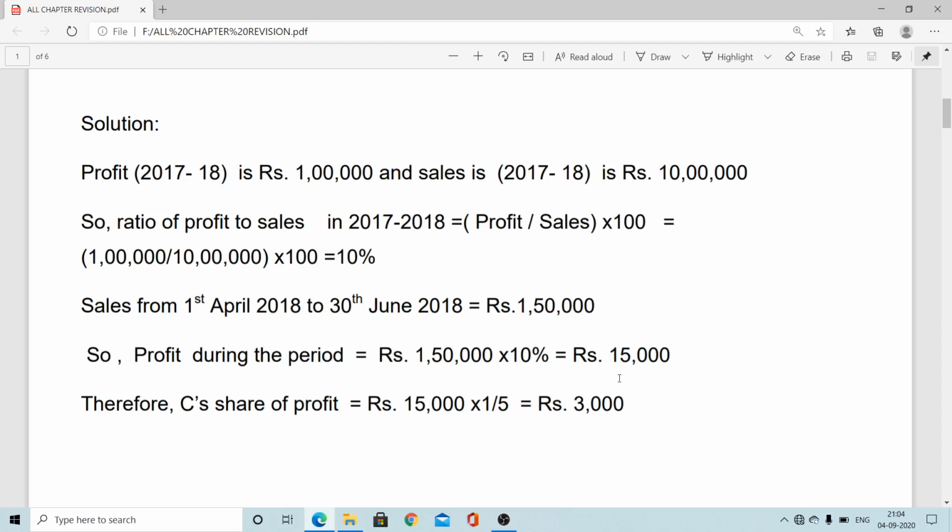So this is all about 1 mark and 3 marks questions. Now 4 marks questions we are going to consider in the next session.